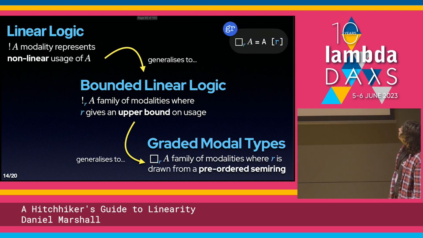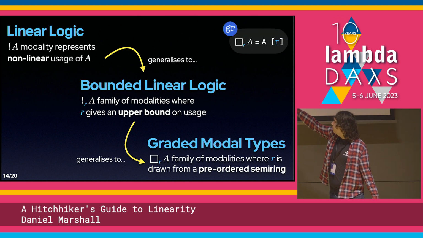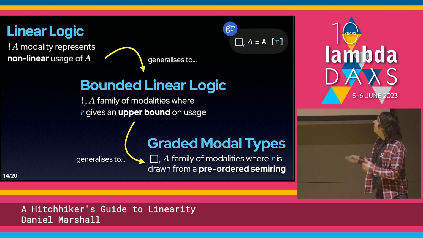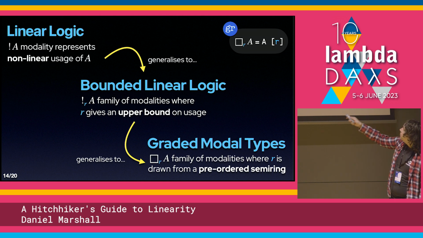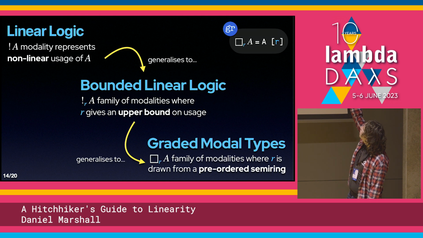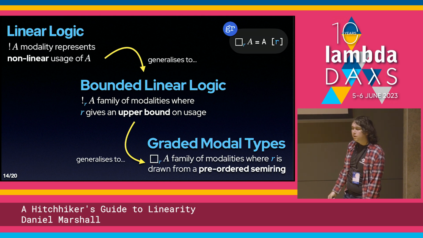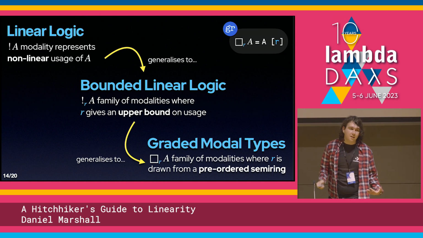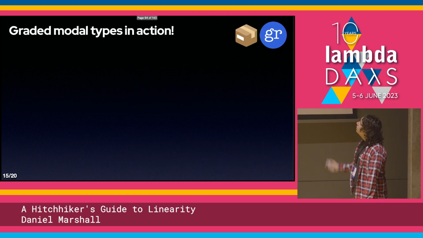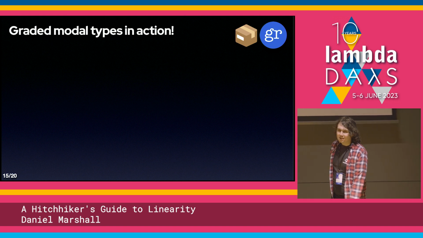Just a quick note before I do that. This box followed by R followed by the type A is how this is written in the theory. In the Granule implementation, this exact same concept is instead written the type A followed by square brackets with the R as the grade inside the box. So these are representing exactly the same idea. I just don't want you to get confused by the slightly different syntax. Okay? So graded modal types in action.